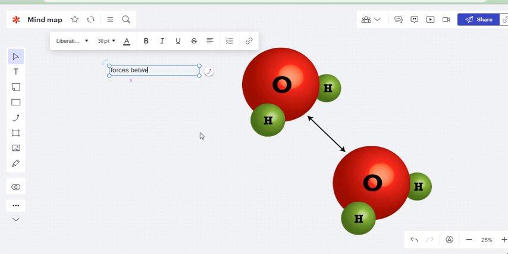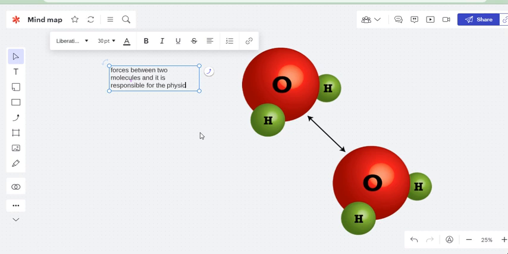Forces between two molecules, and it is responsible for the physical properties.